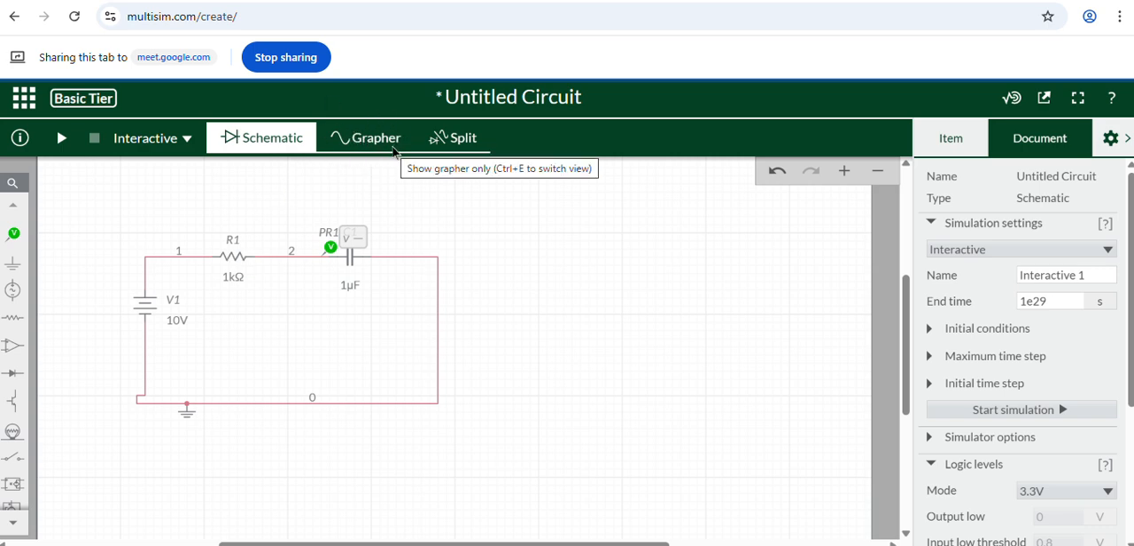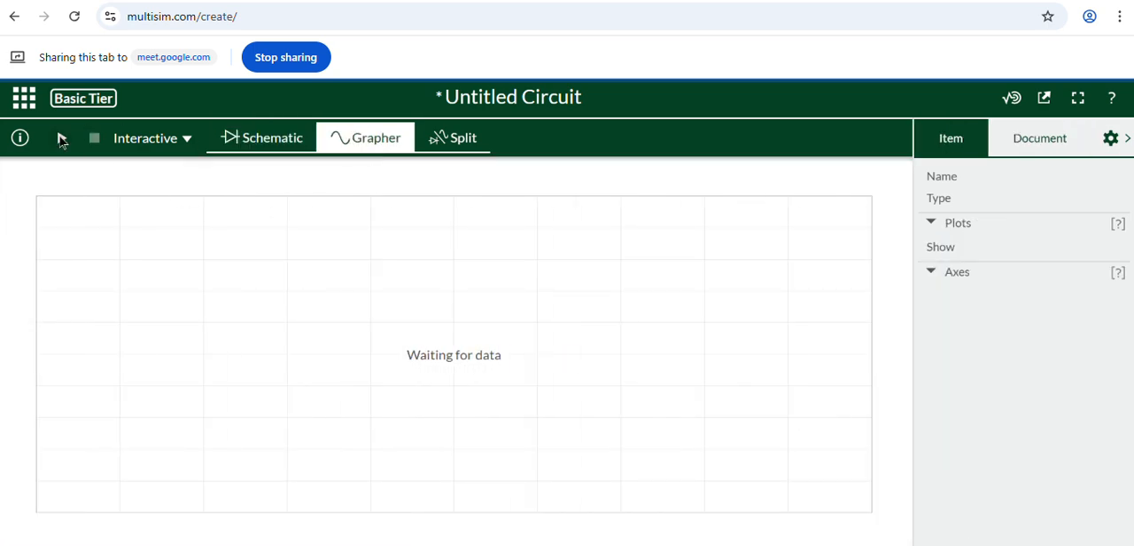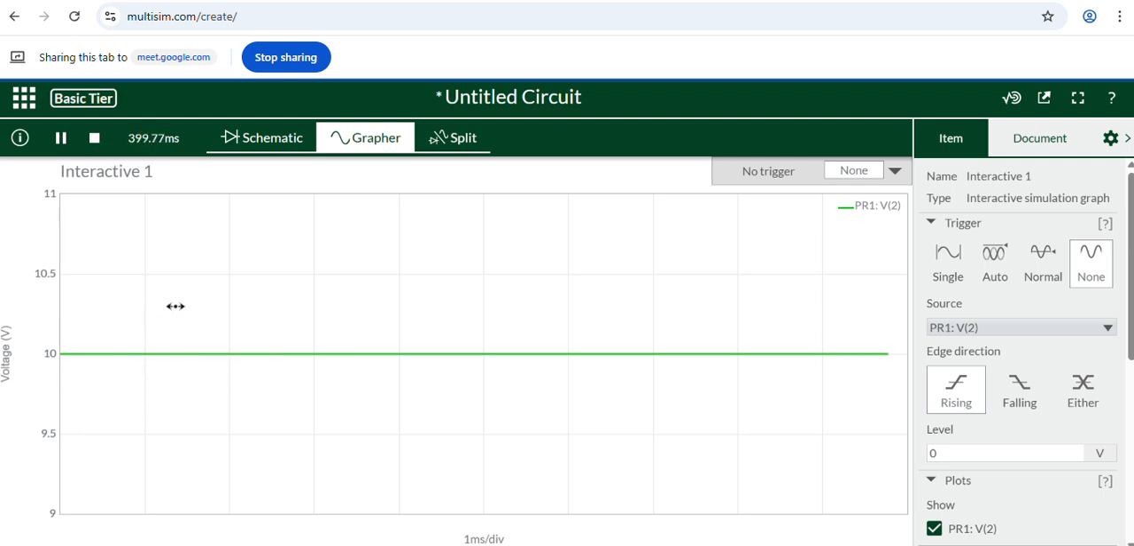This grapher is just like the oscilloscope. So as oscilloscope shows us the graph, this grapher tool will show us the graph of this voltage. So let's come to grapher and let's run it. So we are getting the value of voltage.